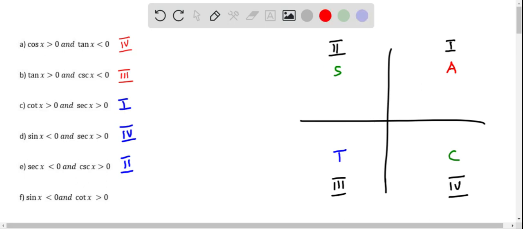And finally, we will do part F, that is, sin x is negative and cotangent x is positive. Sin x is negative in quadrant 3 as well as in quadrant 4. And then cotangent x is positive wherever tangent is positive. Tangent is positive in quadrant 3 as well as quadrant 1. Clearly, we see that only in quadrant 3 is sin x negative as well as cotangent x positive. So we mark the answer for part F as quadrant 3. So we have determined the quadrants in which the terminal point of the arc lies.